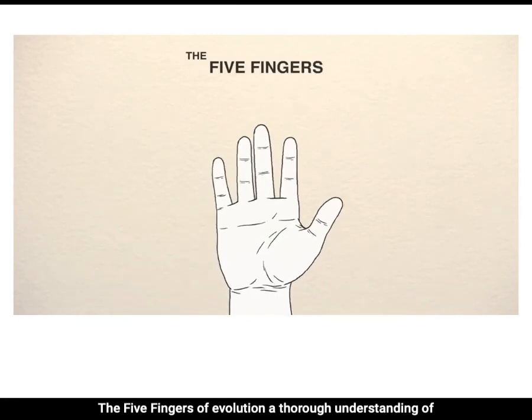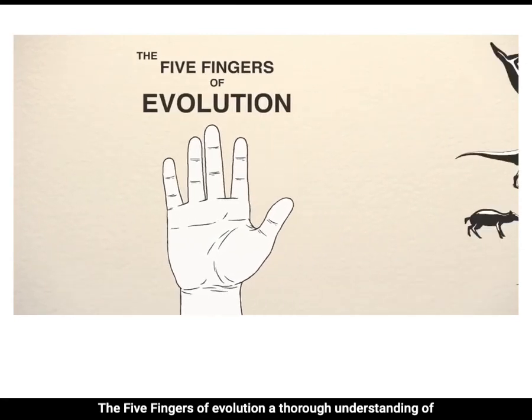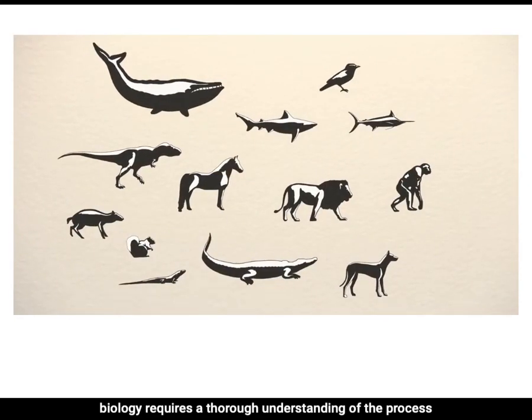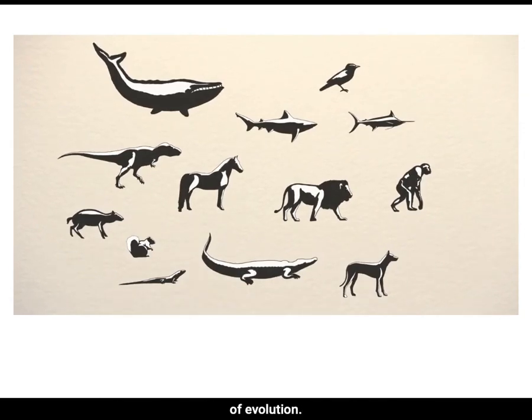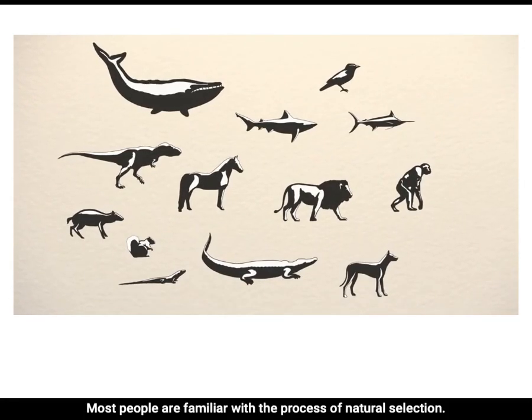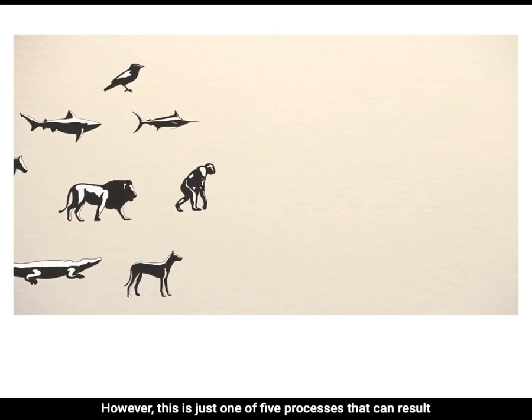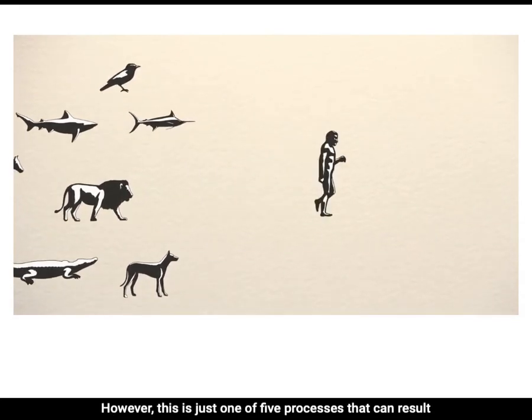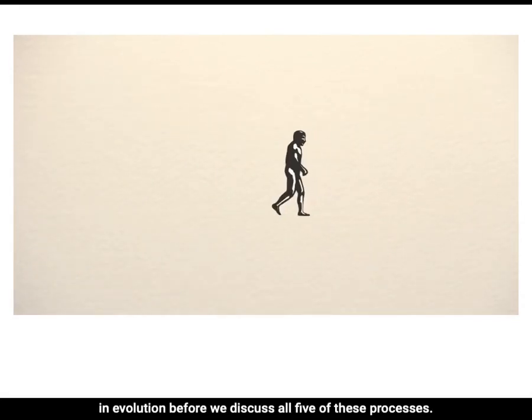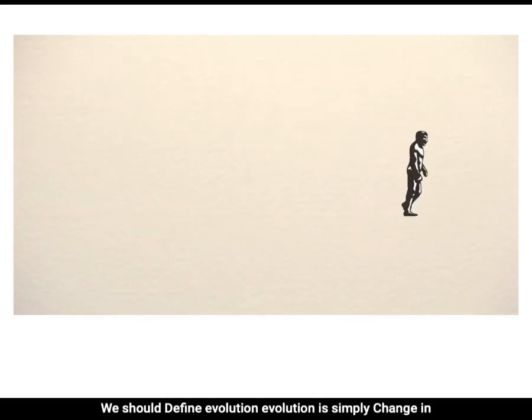The 5 Fingers of Evolution. A thorough understanding of biology requires a thorough understanding of the process of evolution. Most people are familiar with the process of natural selection. However, this is just one of 5 processes that can result in evolution. Before we discuss all 5 of these processes, we should define evolution.